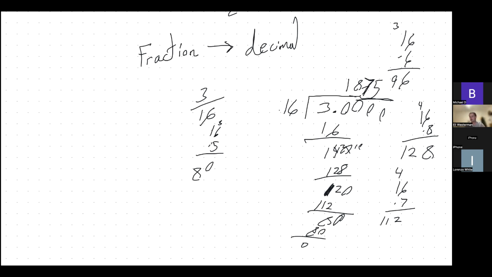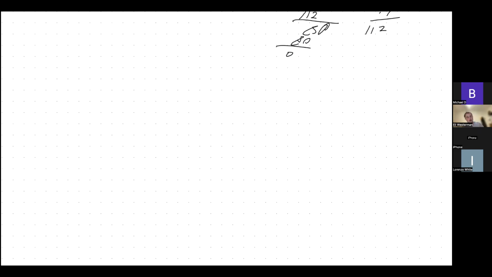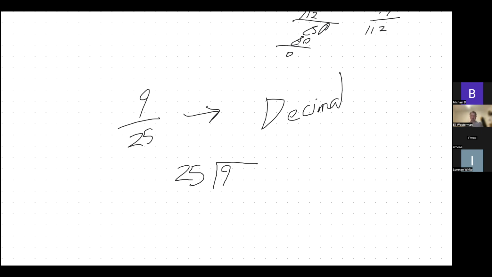So to go from a fraction to a decimal, you just do the math out. Now I've got one for you all to try. 9 over 25. Turn this into a decimal. I'm going to give you the hint: you're going to set it up like this. So why don't you all try this? I'm going to give you a few minutes to try this, all right?